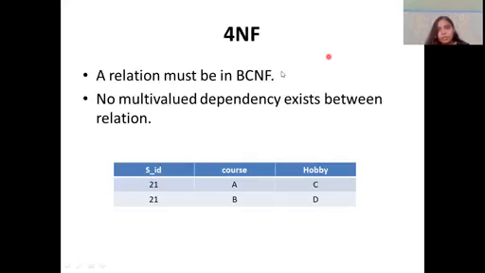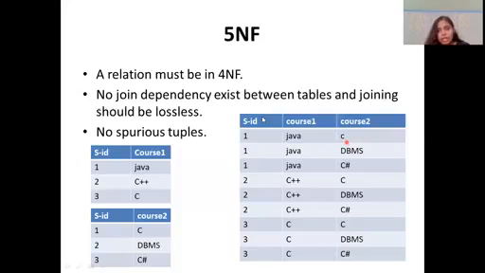Next, I have the fifth normal form. The condition to be in fifth normal form is that it should be in fourth normal form, no join dependency exists between tables, and joining should be lossless. So when we join two tables, the join should be lossless. That is the condition for fifth normal form. If you want to join two tables, we have to make sure that any one column is common for both tables. In this example, SID is common for both the tables, so I can join these tables. After joining these tables using some join, the output that we got is this one.